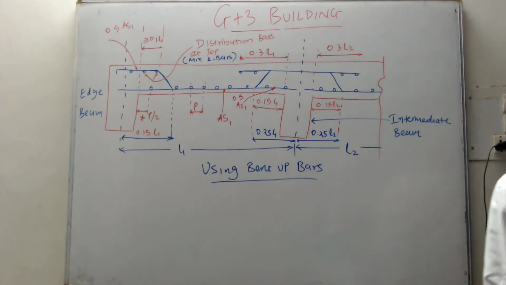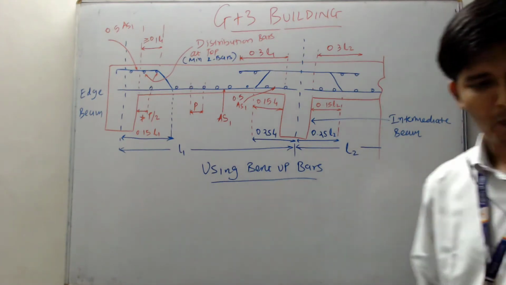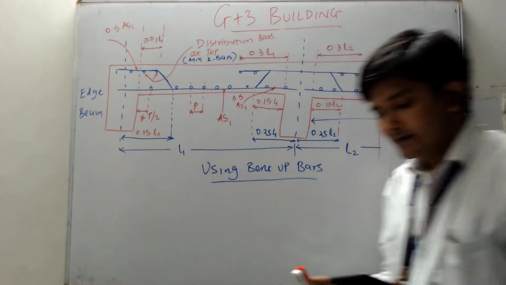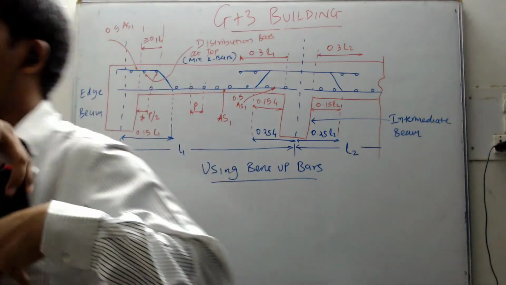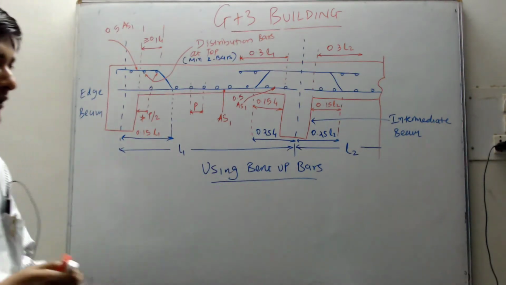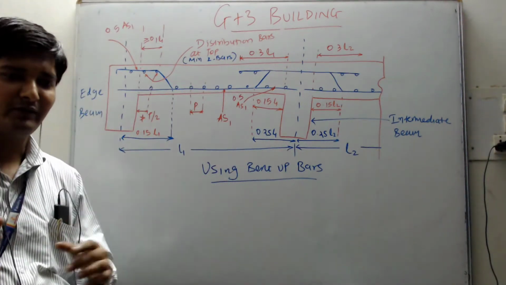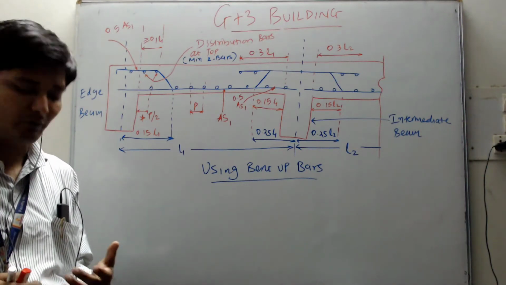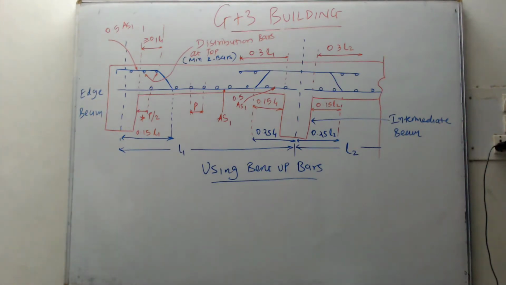So in the previous lecture, we have seen how to do the design of a one-way continuous slab. Now after doing the design, the most important step is to detail it, to prepare the drawings. So let us discuss how to do the detailing. And for detailing purposes, we have an Indian Standard Code. The Indian Standard Code name is SP34.